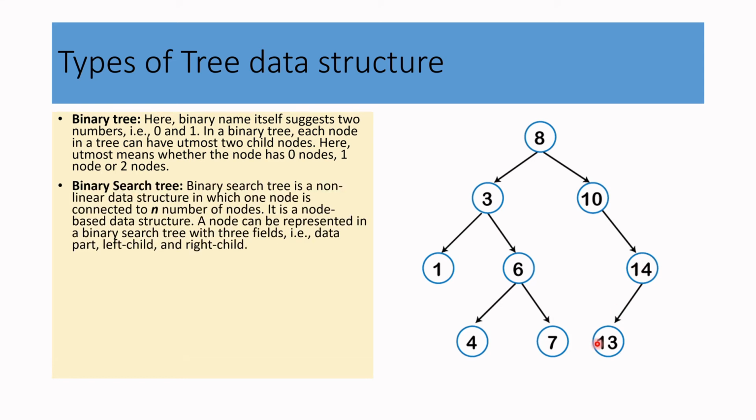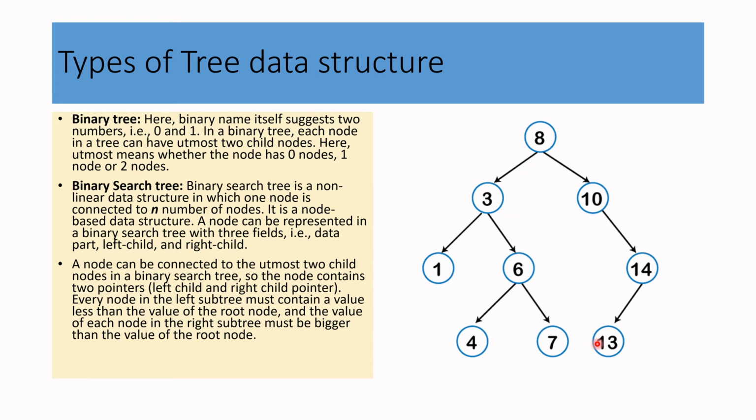Binary search tree is a non-linear data structure in which one node is connected to n number of nodes. It is a node-based data structure. A node can be represented in a binary tree with three fields: data, left child, and right child. A node can be connected to at most two child nodes in a binary search tree. So the node contains two pointers, left and right.